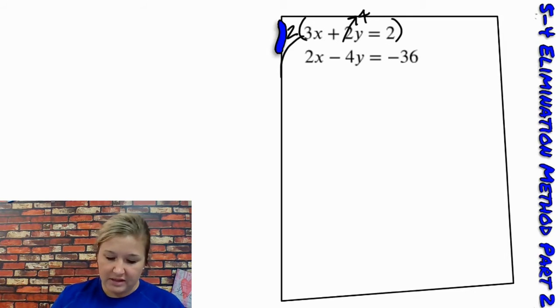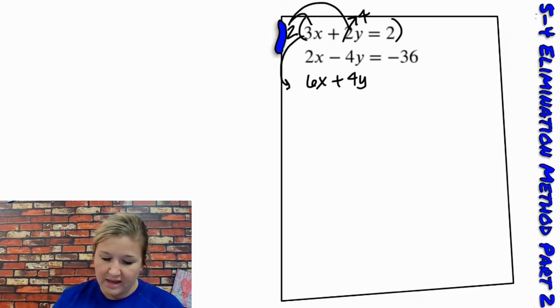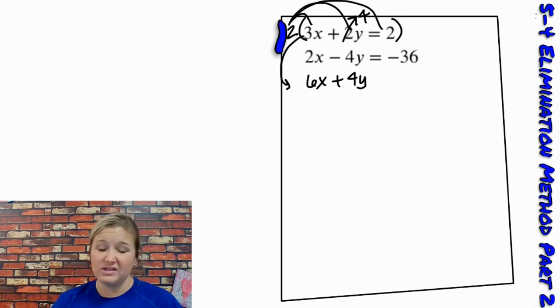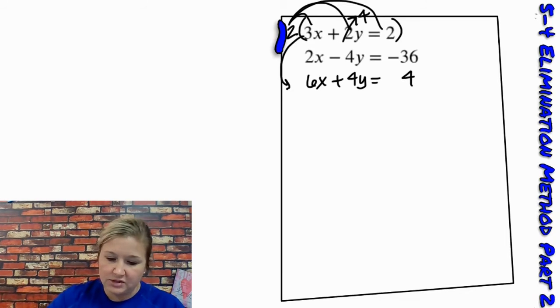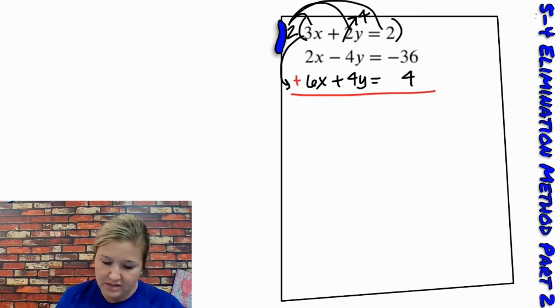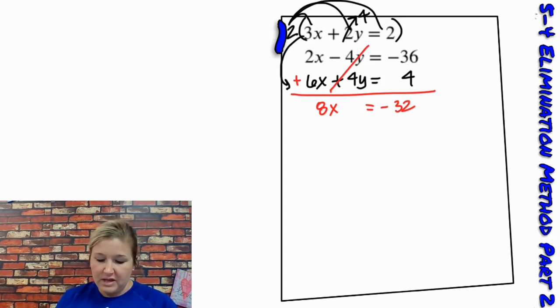So I'm going to come down here. 2 times 3x is 6x. 2 times 2y is 4y. And then 2 times 2, so yes, even across the equal sign, is positive 4. Now you'll notice, same coefficient, opposite signs, I can eliminate. So I'm going to add the two equations together. So I have 8x is equal to negative 32. Those eliminate. Now solve, divide each side by 8, and so x is equal to negative 4.